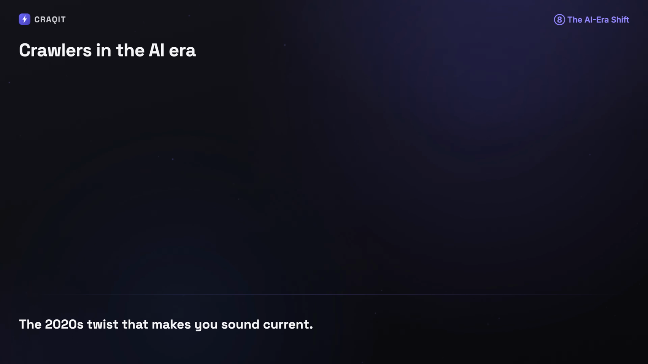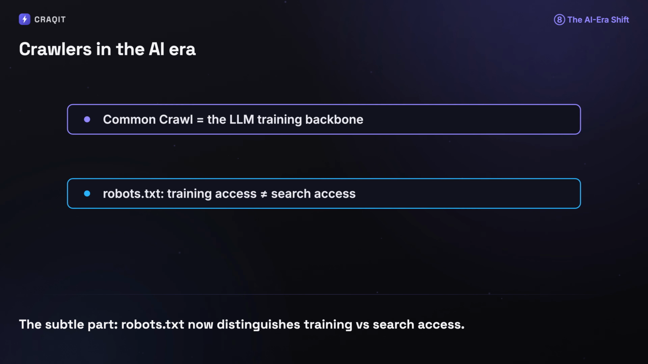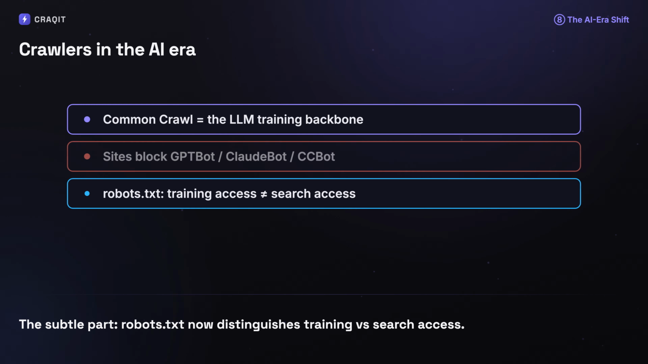Here's the twist that makes you sound current, and it's a real 2020s shift. Since GPT-3, Common Crawl and crawlers like it became the backbone of large language model training data. The web is now crawled not just to index it for search, but to train models on it. And the web is pushing back. Sites increasingly block AI crawlers by name in robots.txt, GPTBot, ClaudeBot, CCBot, and studies tracking the top million sites show AI crawler restrictions climbing steeply since 2023.